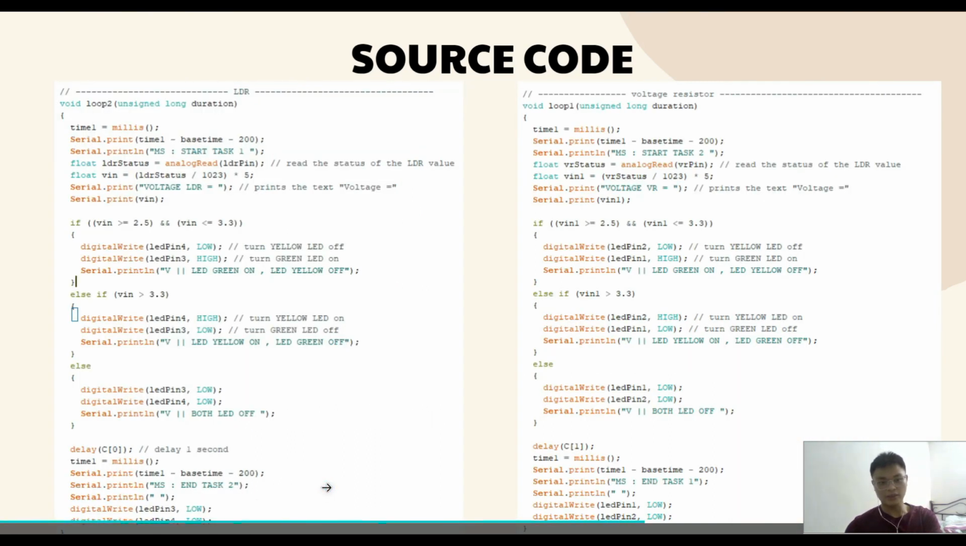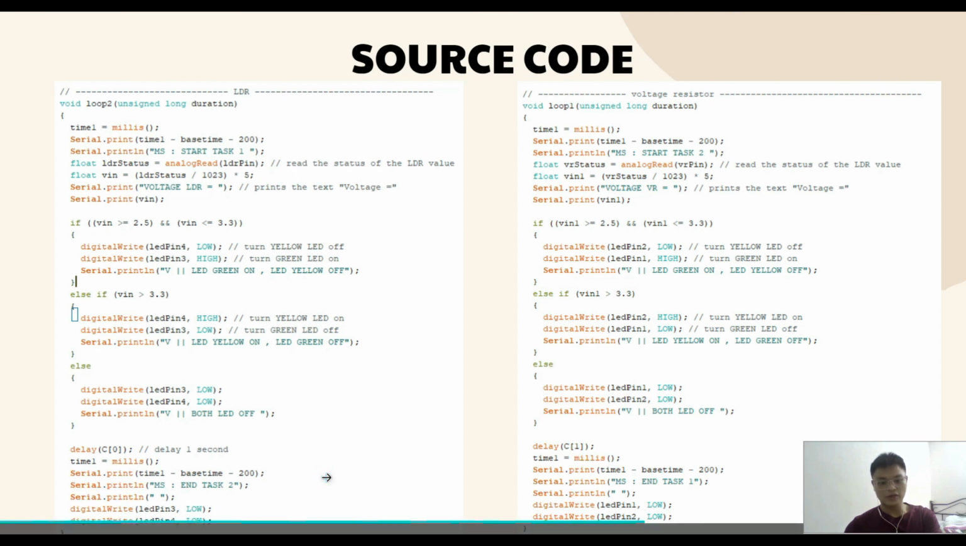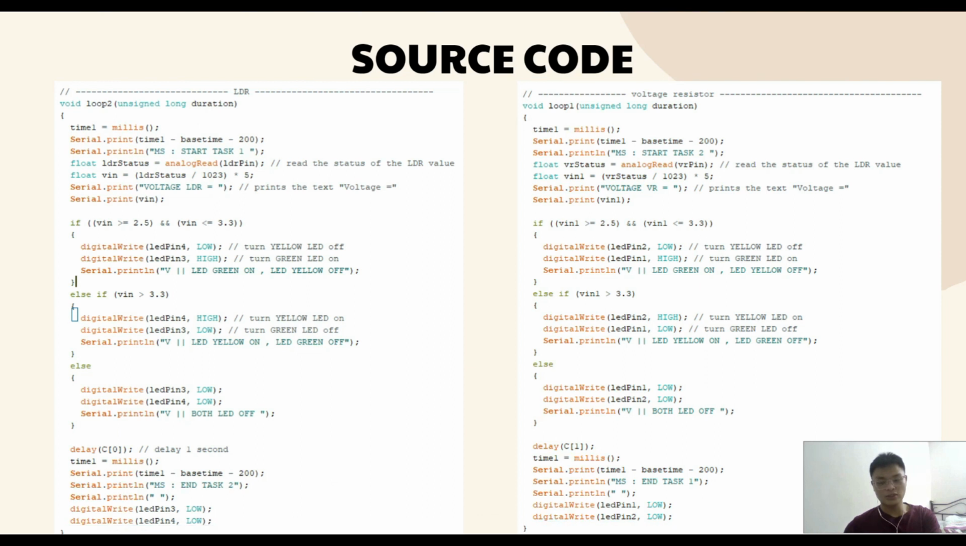Since we have enabled the Arduino real-time extension, ARTE, on the Arduino board, the tasks will be scheduled according to rate monotonic scheduling, in which the task with the longest period has the lowest priority, while the task with the shortest period has the highest priority.